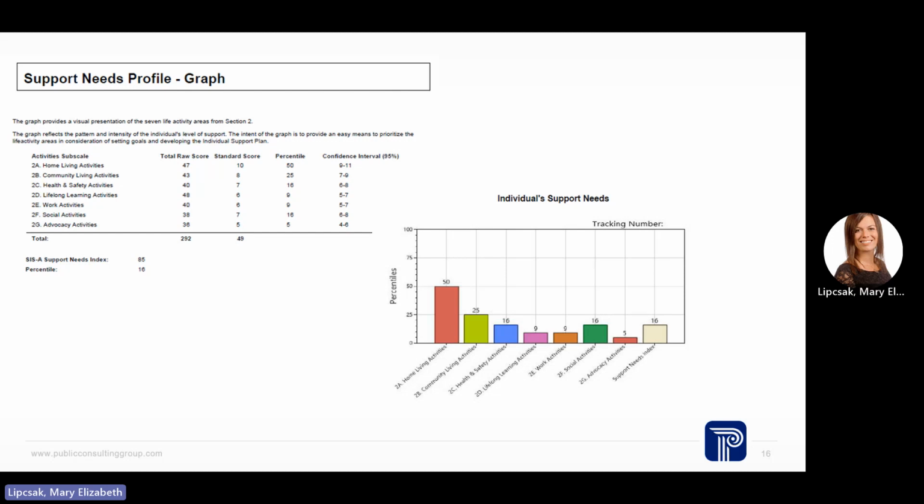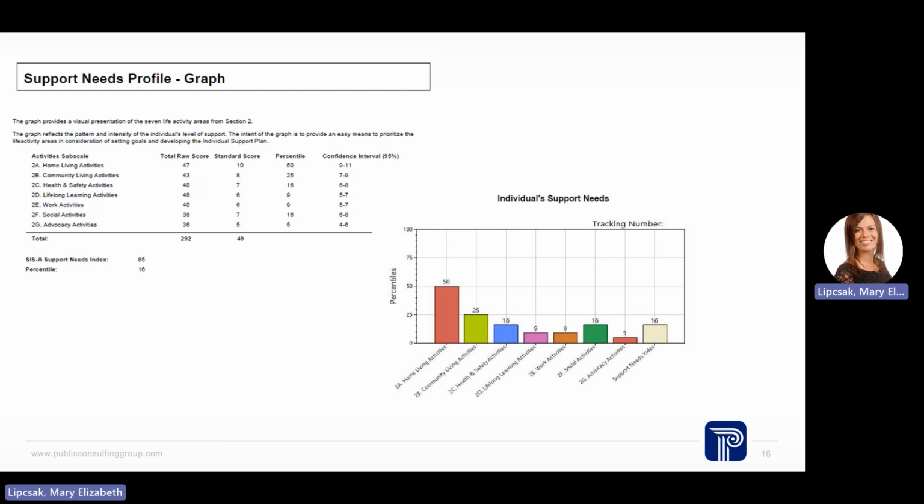For example, in Juniper's case, for community living activities, a score at the 25th percentile shows that Juniper's score is the same as or higher than the scores of 25% of the norm group, and 75% of the norm group is at a higher score. So in this area, Juniper would need lower than average support. However, in Juniper's home living activities, Juniper's needs are greater here, and she needs an average amount of support.